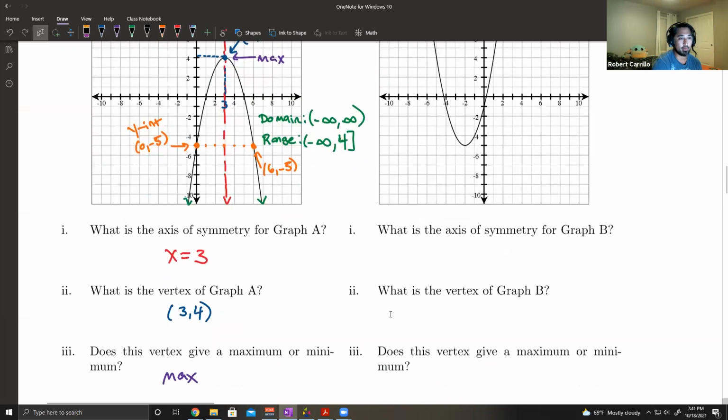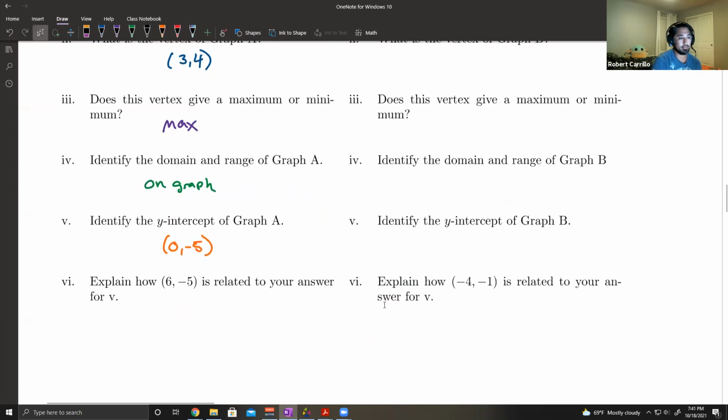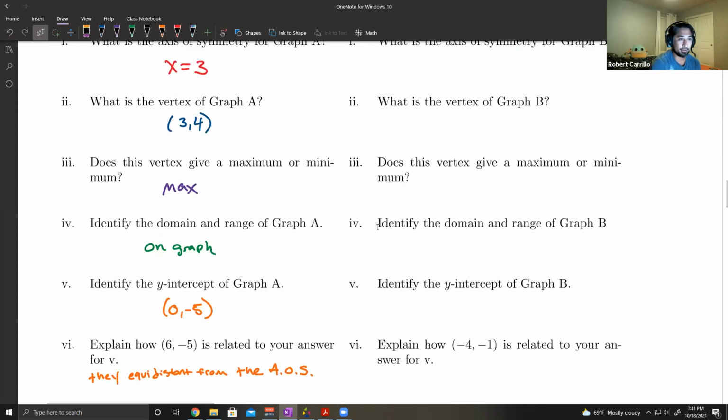So I guess we'll write that down there. We'll say they are equidistant from each other. Or not from each other, but from the axis of symmetry. Axis of symmetry. Boom. Okay, cool. All right, that's everything for graph A.